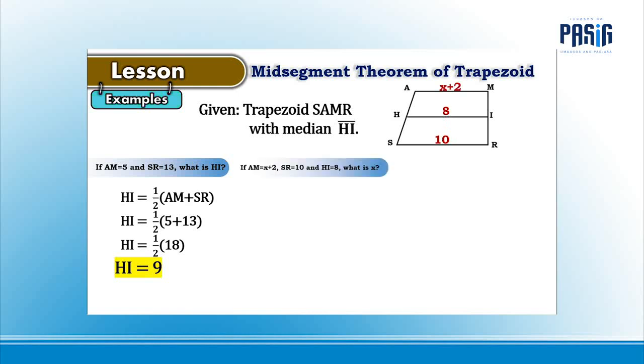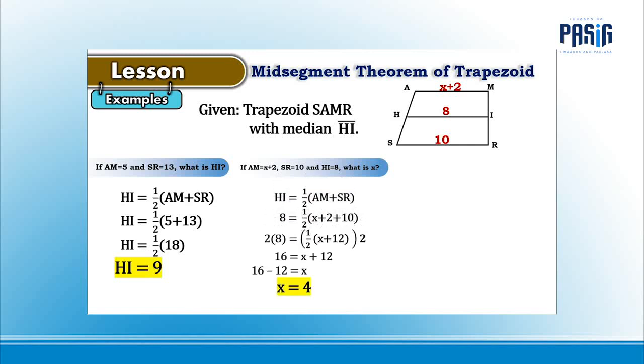If AM is equal to x plus 2, SR is equal to 10, and HI is equal to 8, what is x? Using the same formula, then substituting the given details, we can have 8 is equal to 1/2 times the quantity x plus 2 plus 10. Multiplying both sides of the equation by 2, we can have 16 is equal to x plus 12. And applying addition property of equality, we can have x equal to 4.